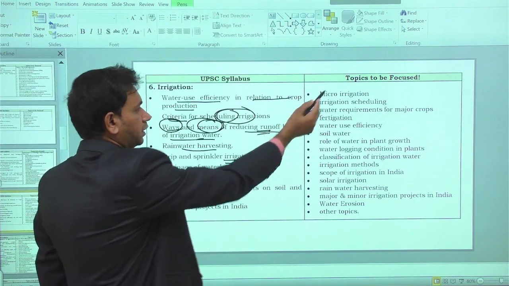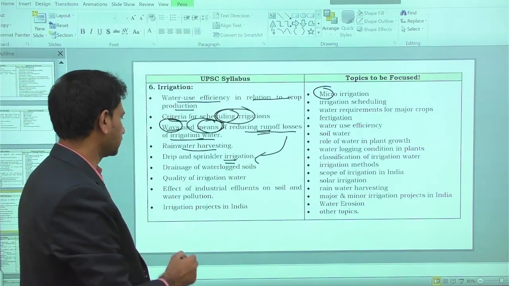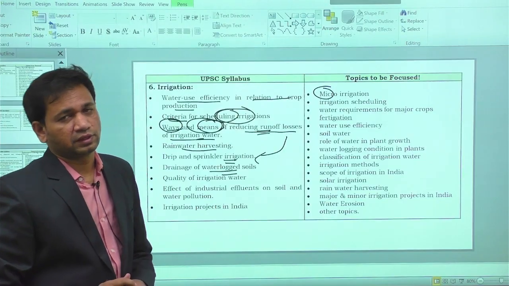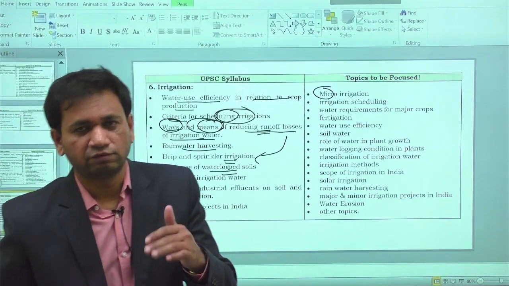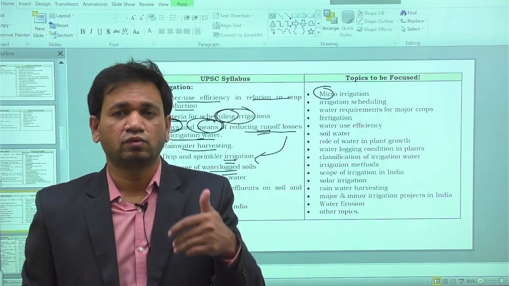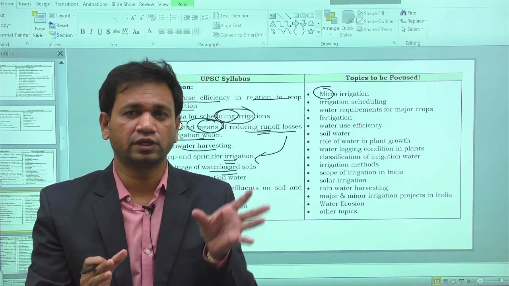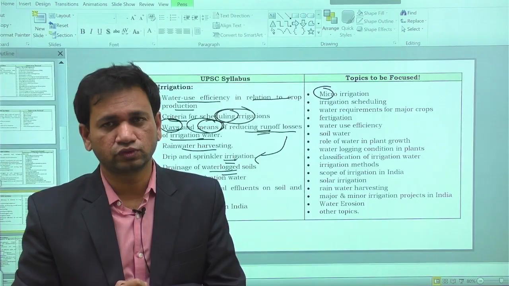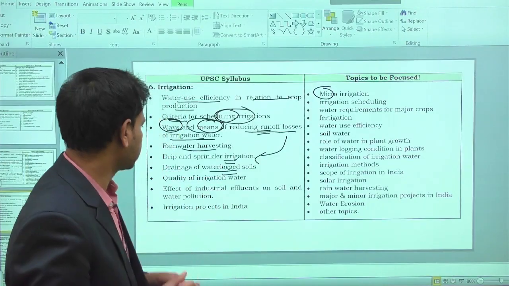Within the micro irrigation, we are having two things: one is drip irrigation, another is sprinkler irrigation. Then we are having the drainage of the waterlogging site. Waterlogging condition matlab it is a flooded condition, right? When the soil is having flooded water for much of the time, over the period there is anaerobic condition in the root zone. When there is anaerobic condition, there is a lack of aeration to the root zone. In that case, wilting and rotting of the plant can be possible.